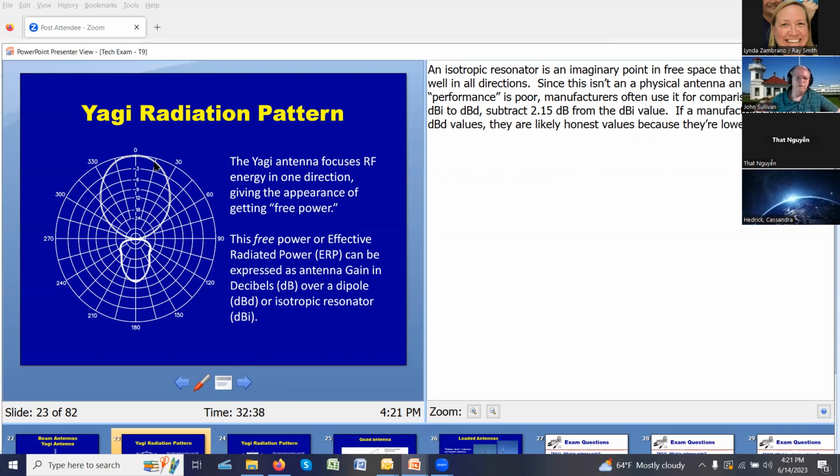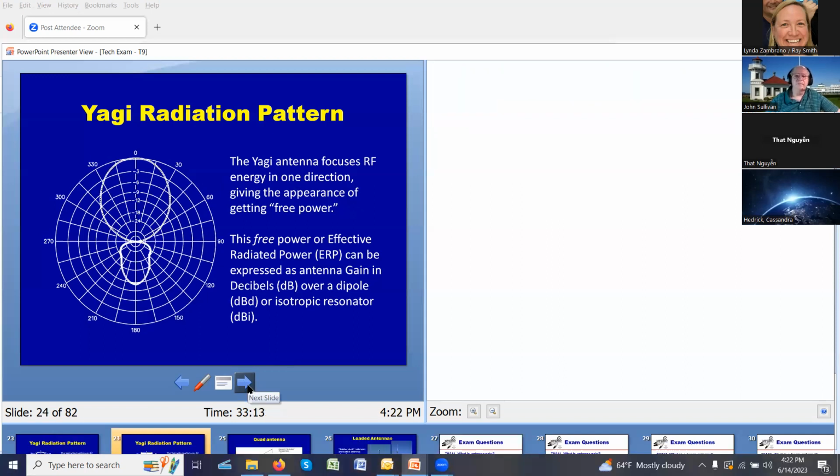So this effective radiated power is what we call gain. And we measure it in decibels, usually in relation to a dipole or to an isotropic resonator. An isotropic resonator is a theoretical point source. And the difference between dBi and dBd is 2.5 dB. If you subtract 2.5 from dBi, you get dBd. Manufacturers like to talk about dBi because it makes it sound like it's got more gain. That's why you've got to read specs carefully.